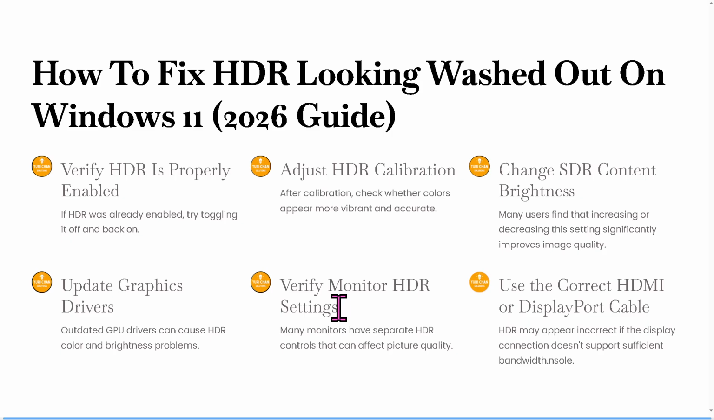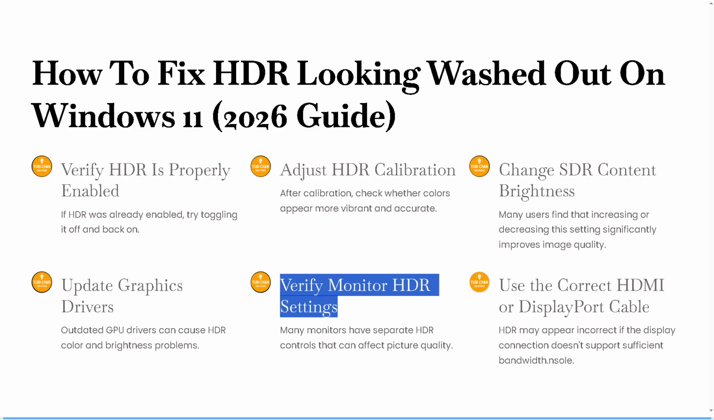And then finally, you can verify the monitor HDR settings. Many monitors have separate HDR controls that can affect picture quality. So I need you to open your monitor's on-screen display, or OSD, locate HDR related settings, and ensure HDR mode is enabled. Reset picture settings if necessary, and try different HDR presets available on your monitor.